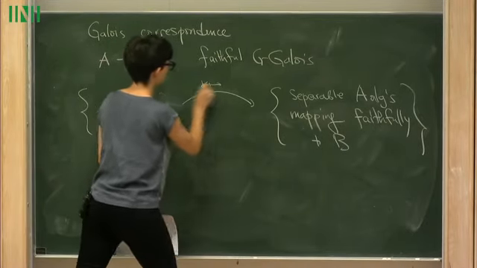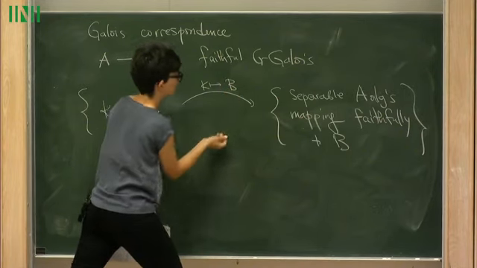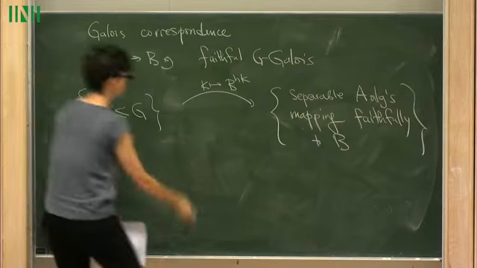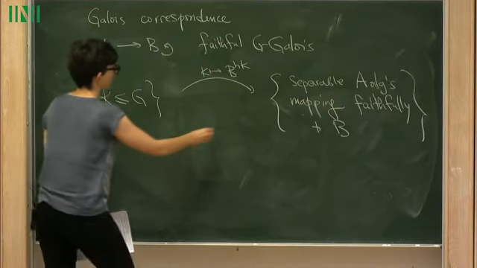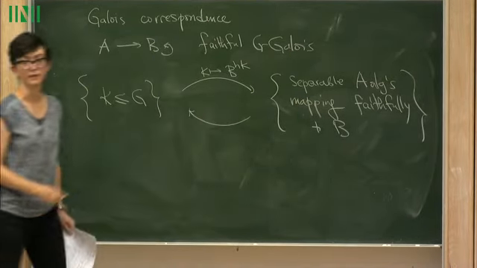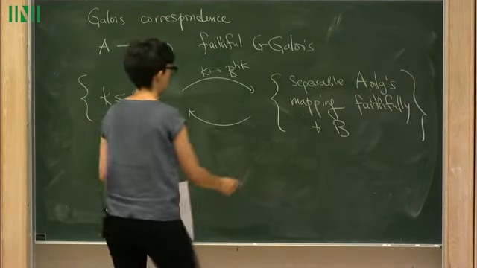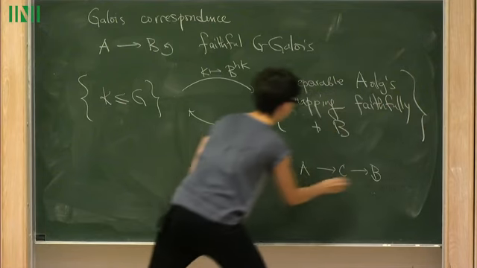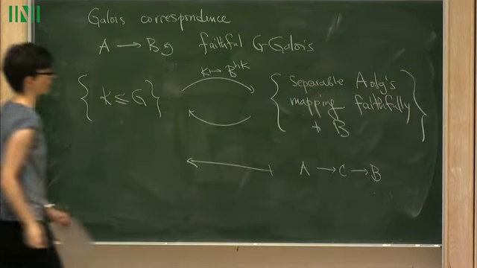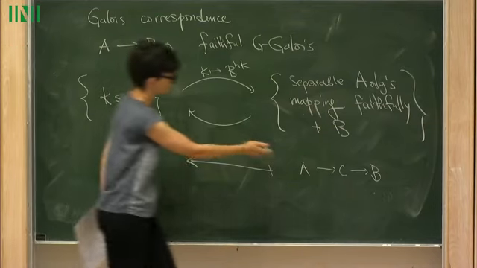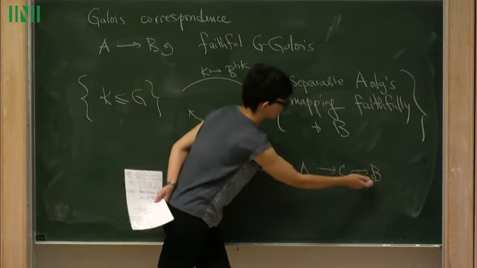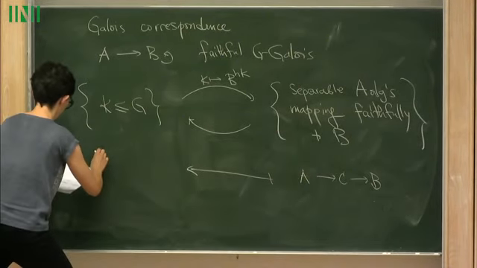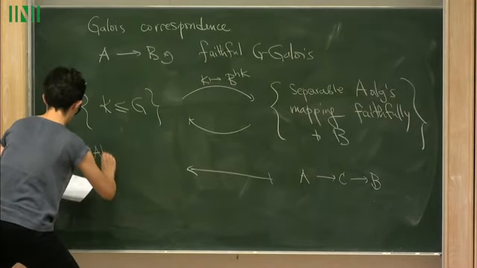You assign to a group K the fixed points under the K action, and then the interesting part is in going backwards. Okay, so you want to do the obvious thing where you take the automorphisms or sort of algebra endomorphisms of B over C. And the cool thing is that you can do that.